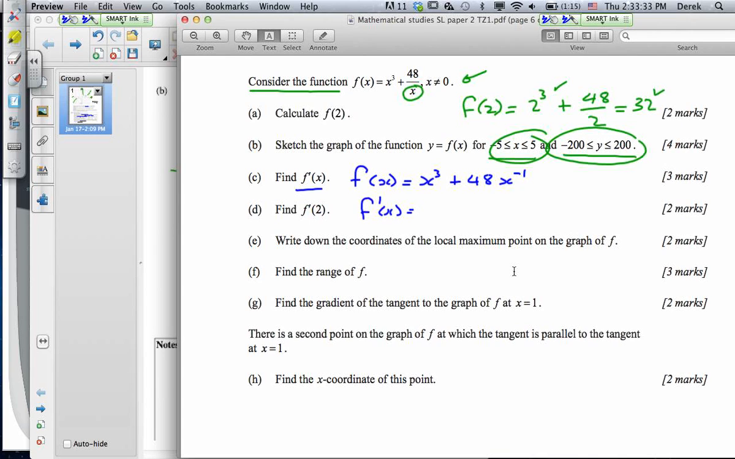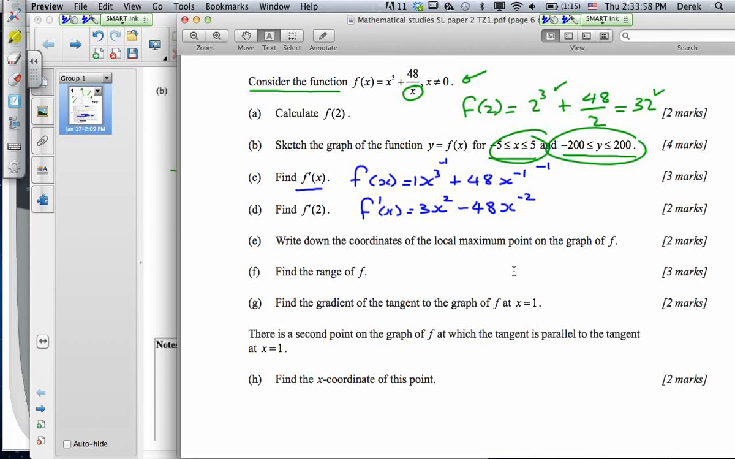It's going to be 3 times the 1, so it's going to be 3x, and then you subtract 1 from the 3, so it's going to be squared. Here you're going to have minus 1 times the 48. Many of you forgot to do that, so you put plus 48, but it's actually minus 48. And then it's going to be x, and it's minus 1 minus a further 1, so it's going to be minus 2. So it would look like that.